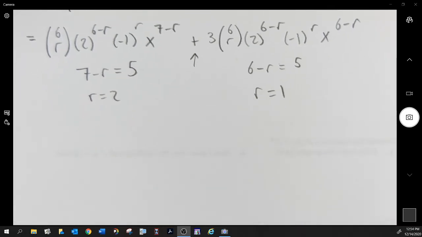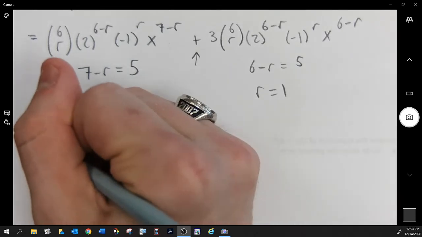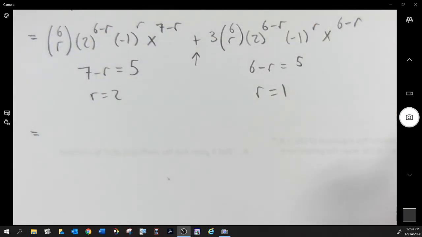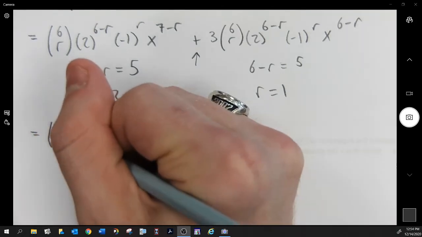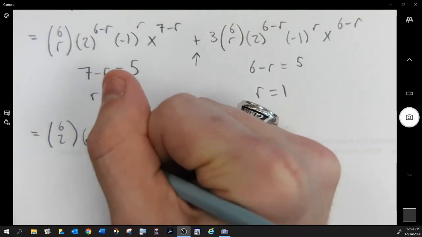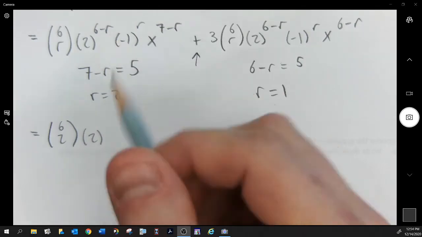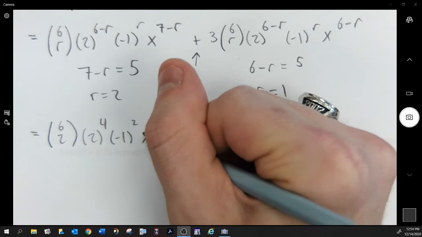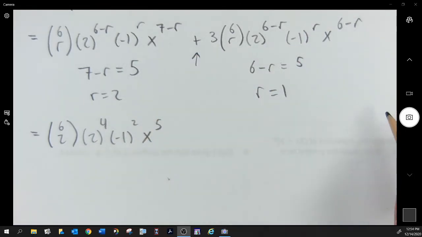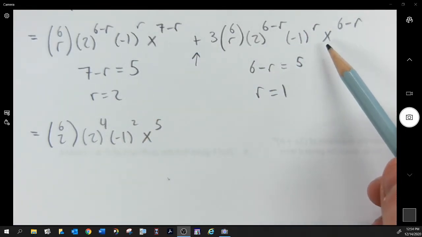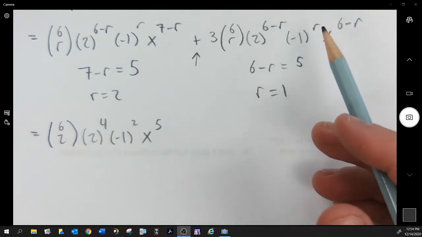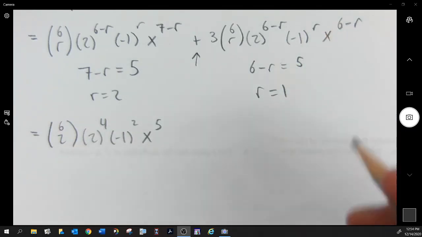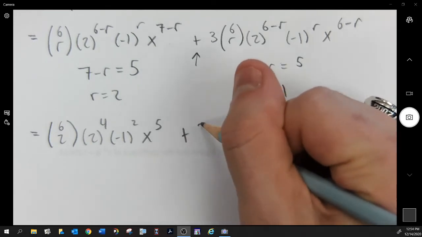So let's plug in r equals 2 and r equals 1 to their respective places. Again, don't plug in 2 to both of them. It only helps you in one of them. Don't plug in 1 to both of them. It only helps you in one of them. So this first one's going to give me 6 choose 2, times 2 to the, let's see, I'm doing 6 minus 2, so 2 to the fourth. Negative 1 squared, so that'll be positive, x to the fifth. This one would have generated an x to the fourth, but since we're not looking for x to the fourths, we'll just stop caring about it. It's not a like term anyway. They won't combine.